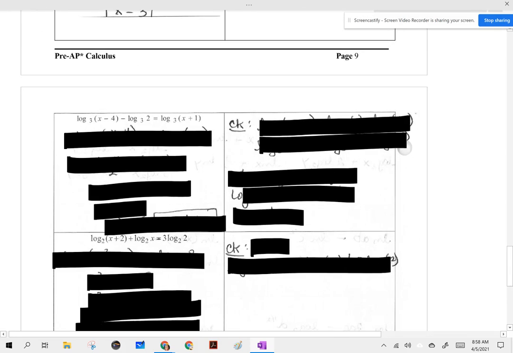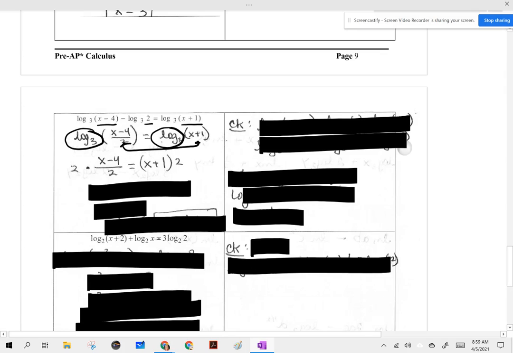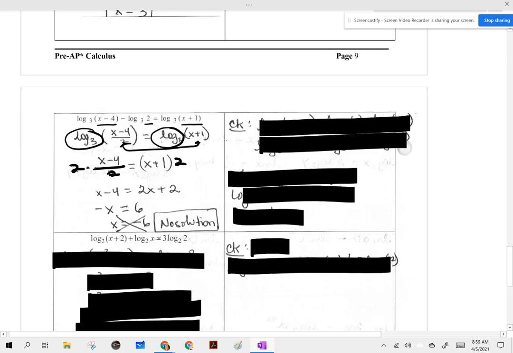All right, so let's take a look. Base 3, I've got x minus 4 over log base 3 of 2, then it's going to equal x plus 1. So let's take a look at what that's going to look like. Remember, once the logs are equal, we set the arguments equal to each other. And then now I'm just going to multiply by the denominator. So I've got x minus 4 equals 2x plus 2. Solve for x. Now, x equals negative 6.